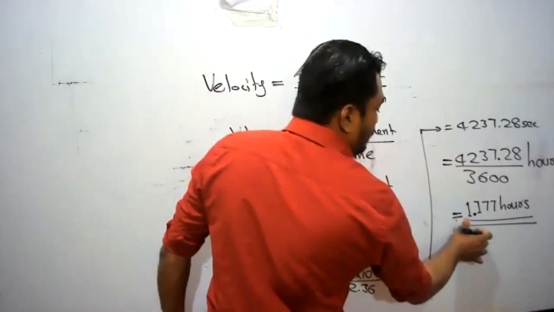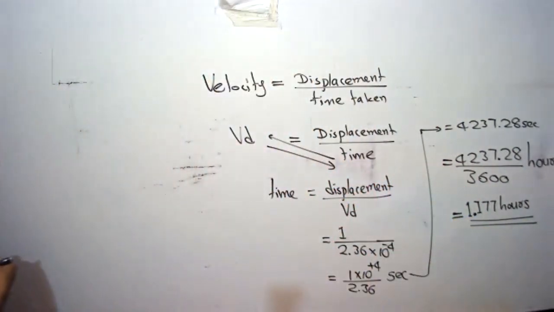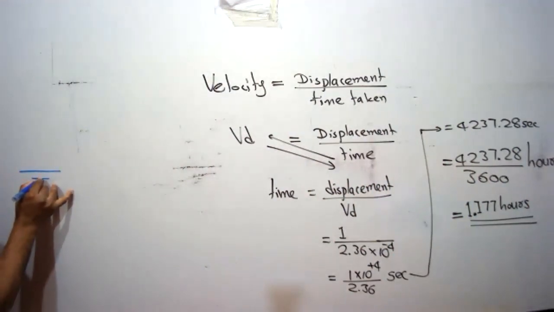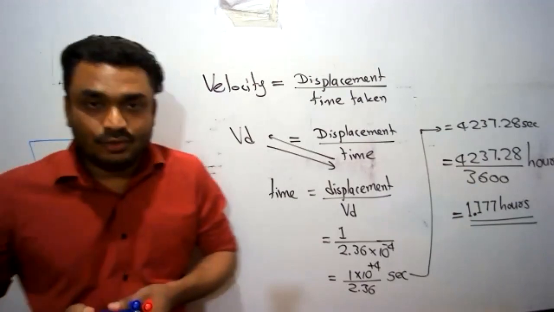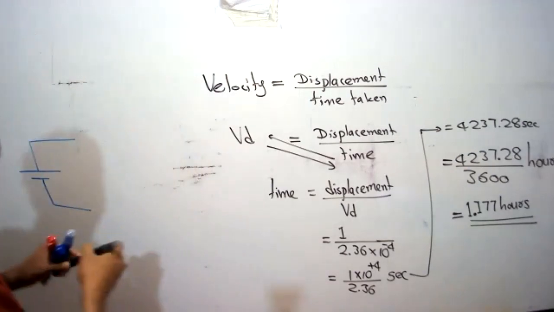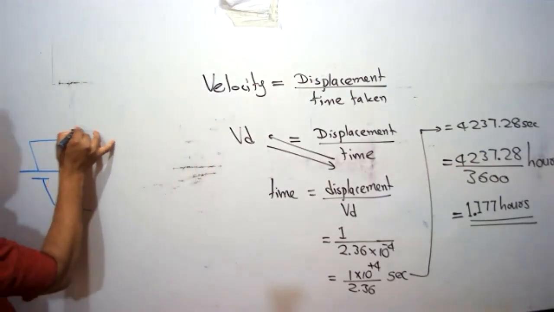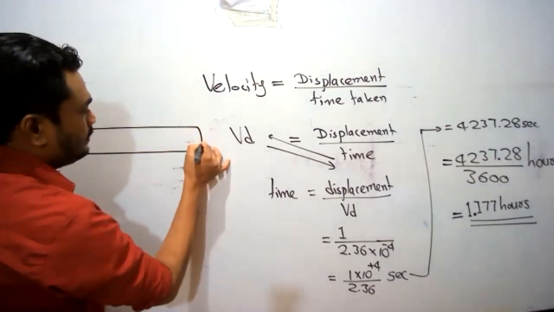Right. So then what will happen? Look at the board. Let's say there is a battery. We have connected this battery to a bulb like this by using a wire of length 1 meter.